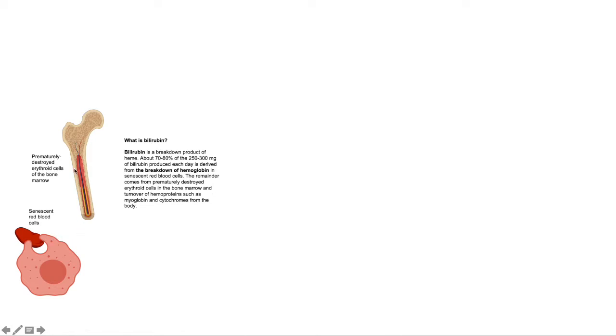There's also a lot of immature cells within the bone marrow that don't quite make it to maturity, and the breakdown of these immature cells is also a large source of bilirubin. All of these red blood cells contain hemoglobin, which is the main protein that gets directly broken down into bilirubin. Turnover of other cells in your body, like muscle cells, can result in the release of the proteins myoglobin and cytochromes, which also end up being directly converted to bilirubin. But the main source of bilirubin is hemoglobin because it's such a large proportion in relation to these other proteins.